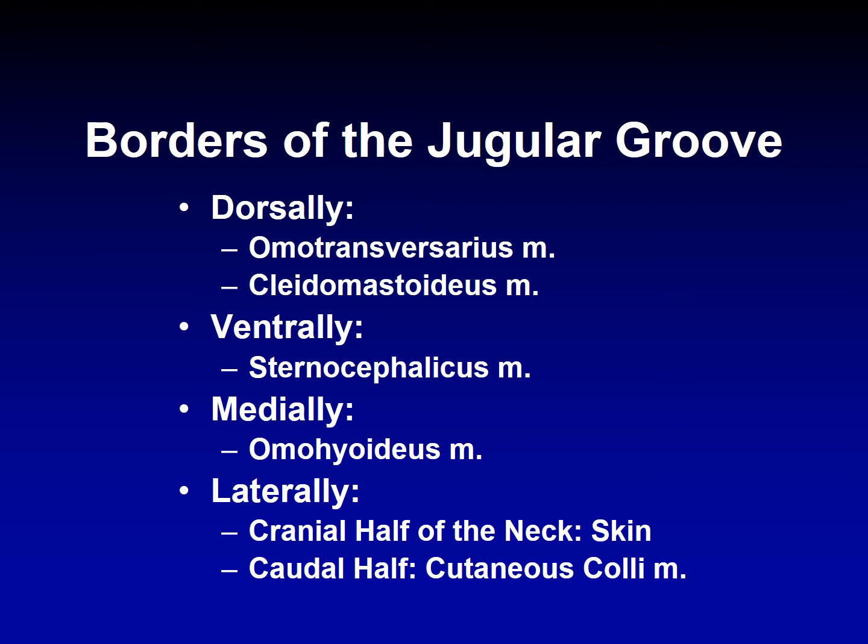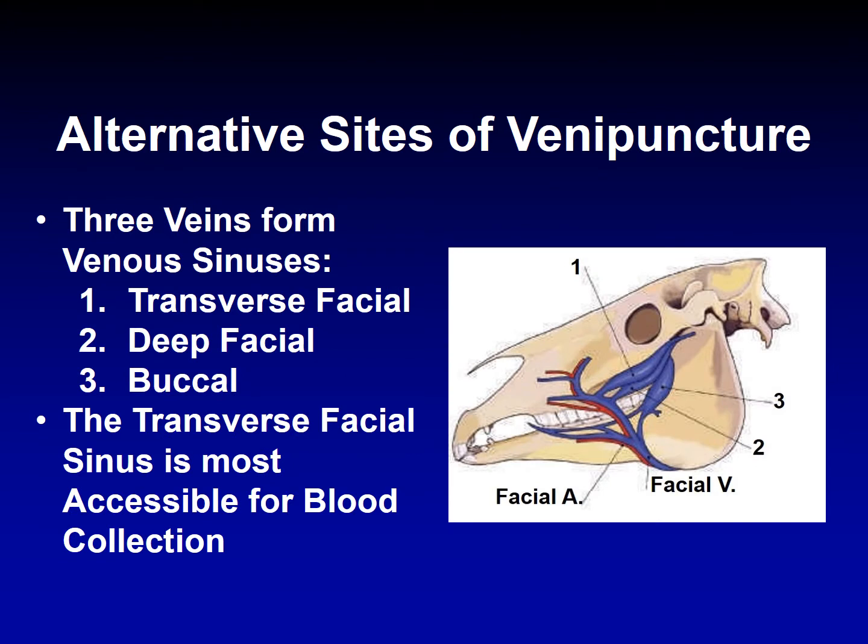practitioners can utilize. And since we are talking about the head and the neck, let's continue on that. What are the other sites for venipuncture in the horse that are in the head, for example? We have a number of them. So this is the skull of the horse, and we can see here a number of veins that we can utilize for venipuncture. But for example, number one is the transverse facial vein right here.